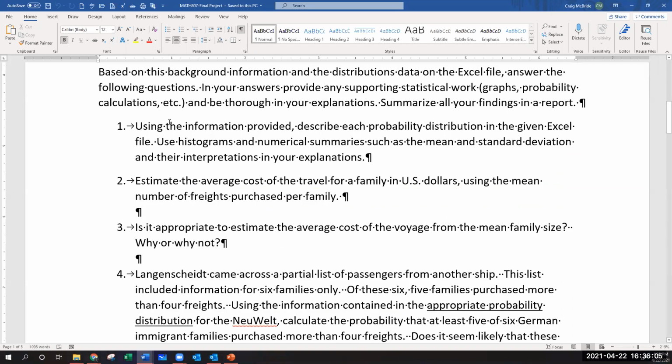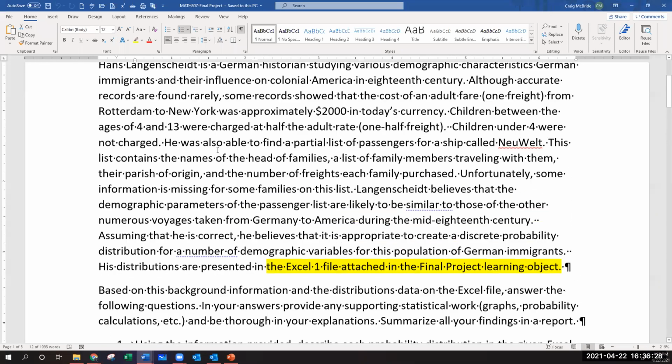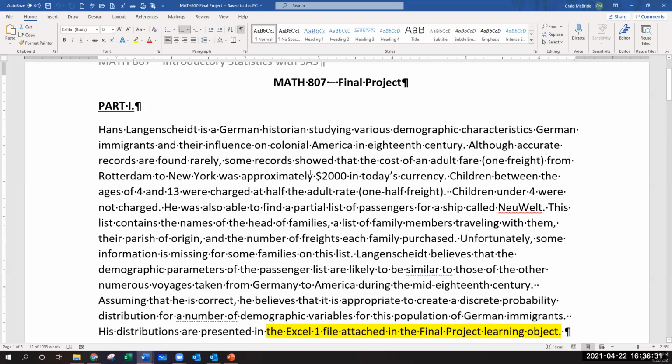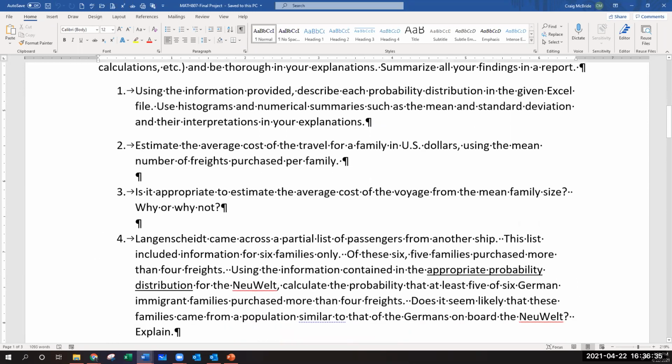Okay. Let me give you guys some hints and some tips for when you start working on this. First and foremost, number one, the thing that people screw up is they don't realize that you are supposed to create a histogram and the mean and standard deviation for all three of the probability distributions that you have in your Excel file. So in this Excel file, for this first set of data, the new Welt data, there are three categories of data.